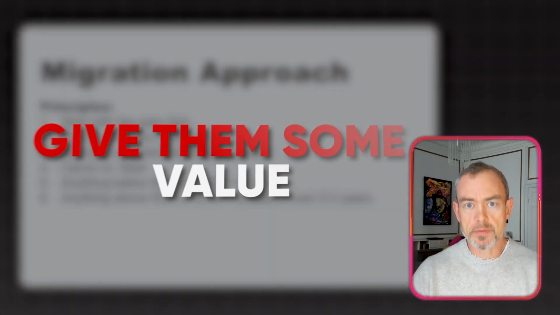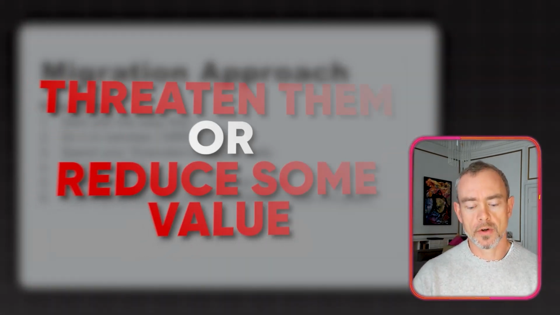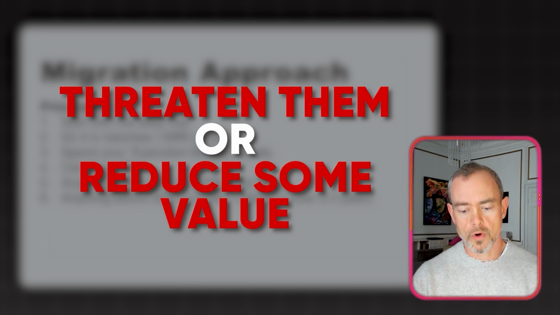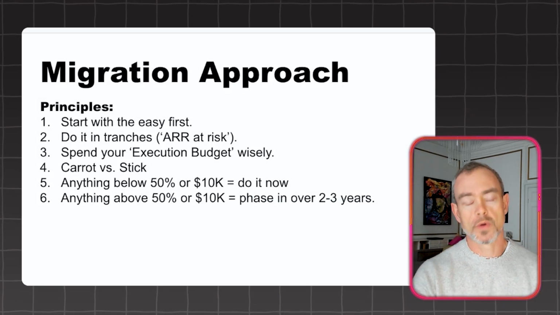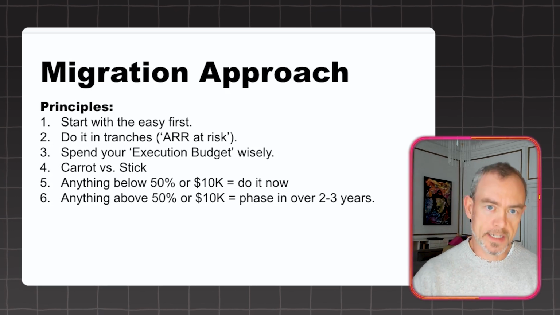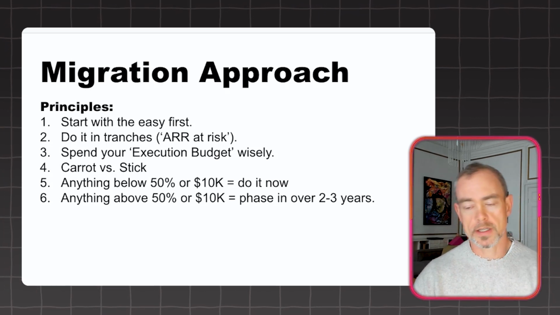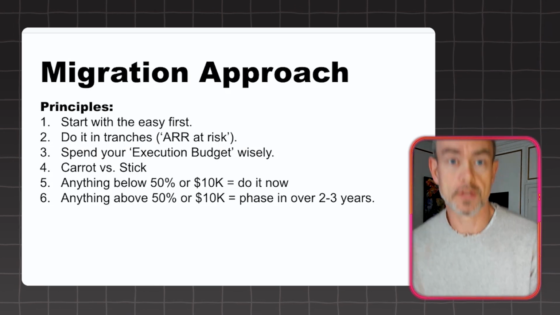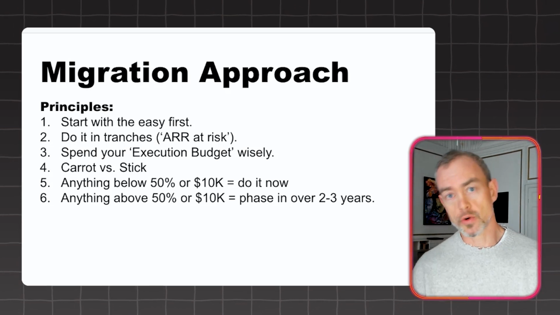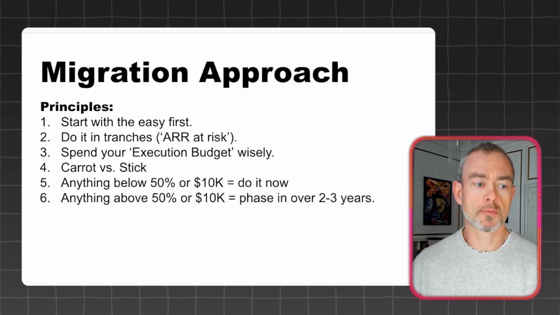You give them some value, that's the carrot. And then you also threaten them or reduce some value, that's the stick. Threatening could be, we're going to sunset your product. It says end of life in 12 months or whatever it is, and we're going to stop supporting it. Or you can just ramp up pricing on the existing legacy product in order to get them to move to the new cloud product, or whatever the scenario might be. This combination of using carrot and stick, I find to be the most successful.